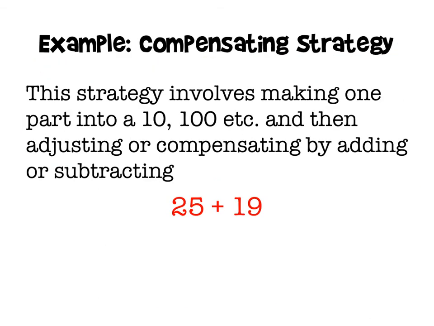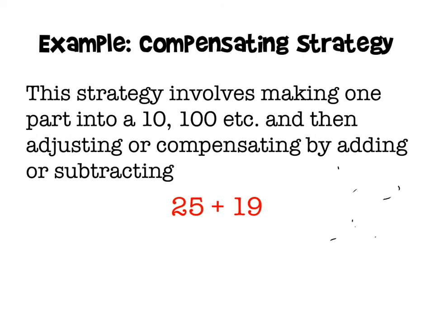The other kind of strategy that you can use is called the compensating strategy. And it involves making one part of the addition or the subtraction into a 10 or a 100, and then adjusting or compensating by adding or subtracting. Let me show you what I mean. Now, 25 plus 19, I'd have to do 5 plus 9, and then I'd carry things. And it just gets a little complicated, okay?